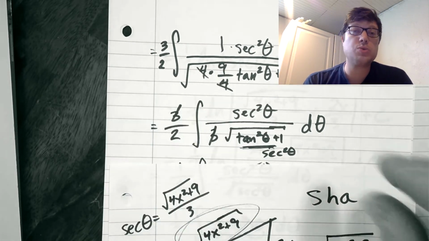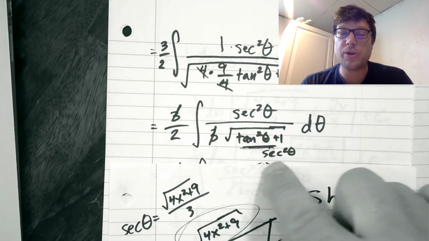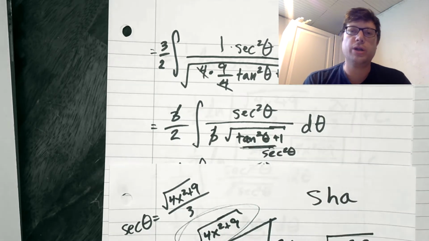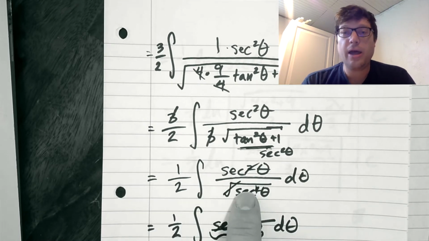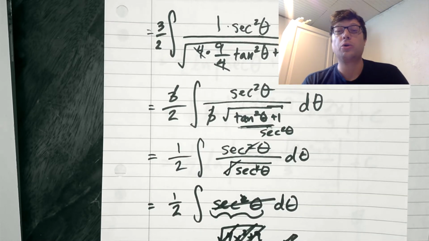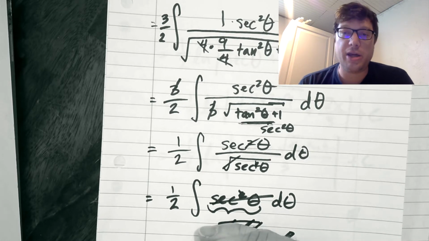Tangent squared theta plus 1 is a trig identity. It's secant squared theta, and that's being square rooted. So we really wind up with secant squared theta over secant theta. Those cancel, leaving us with the integral 1/2 of the integral secant theta d theta.